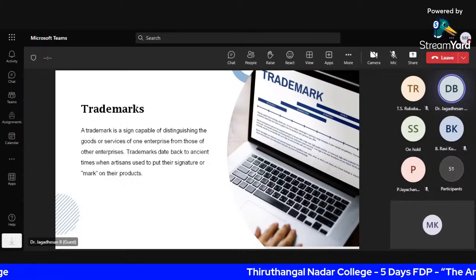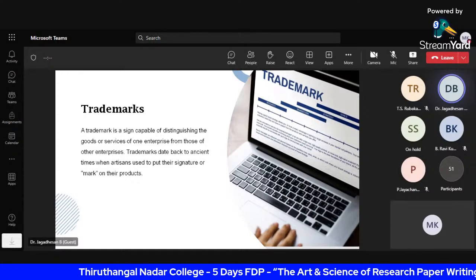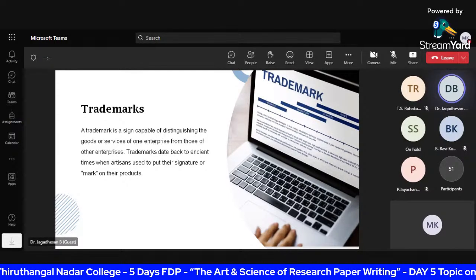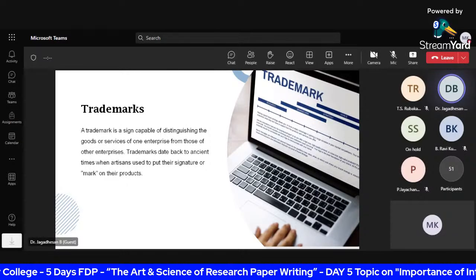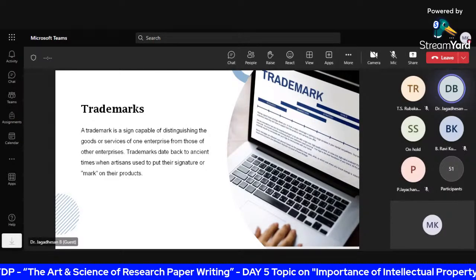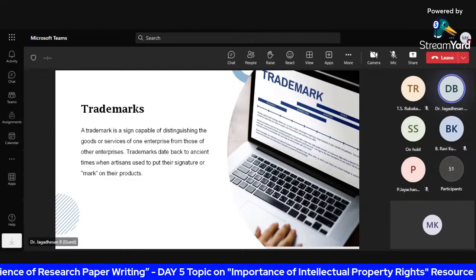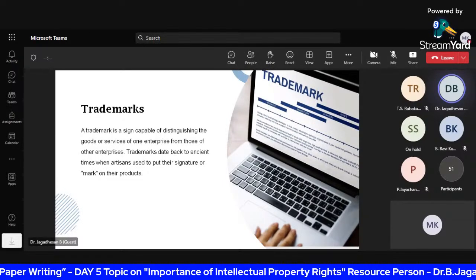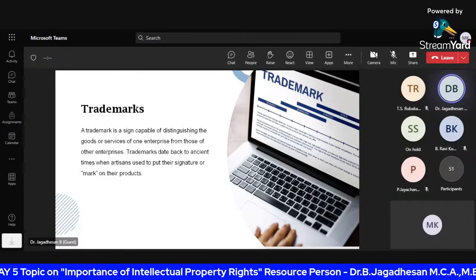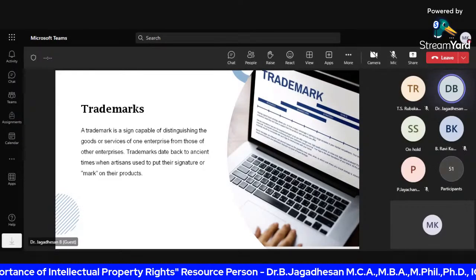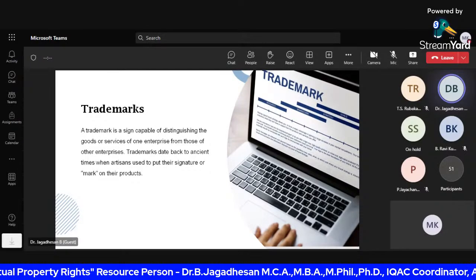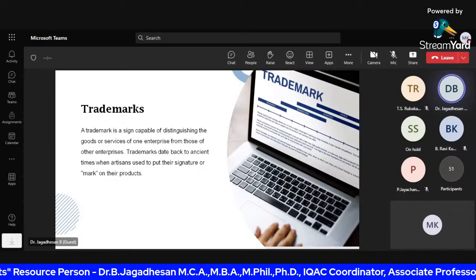For example, LG. There is the LG company, no? There is an LG emoji, a smiling emoji, with a pink or red colour, a square shape, the LG characters, and one emoji symbol. Easily the customer can identify that the product belongs to LG. So that is the concept of the LG trademark.